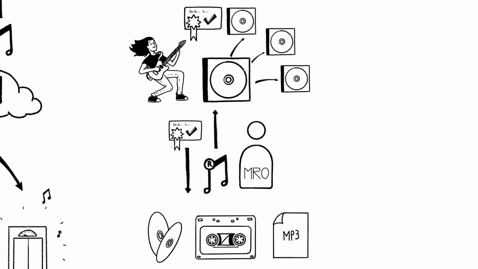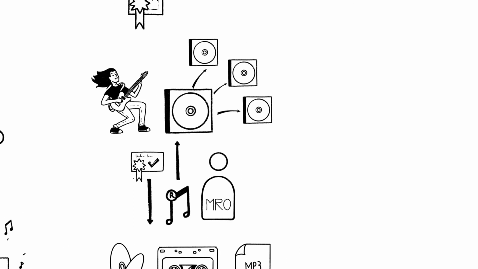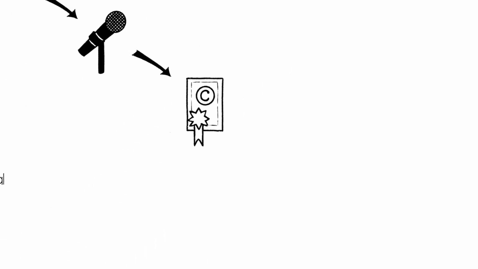Payment of the mechanical license is due when the reproduction takes place. So when a CD is manufactured or a song is streamed, the license is created and the royalty is due. This is how publishing rights holders make money when their music is used by someone else. Let's move on to the recording industry.